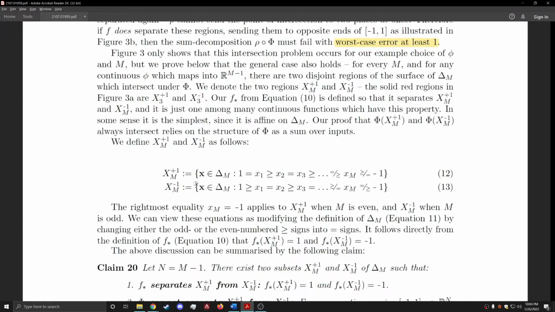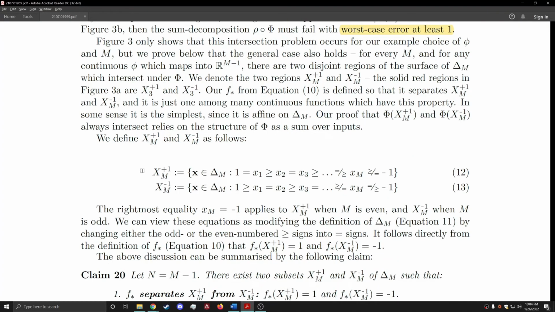So what we're going to be doing is something very strange. We're going to be taking that m simplex that we just had, and what we're going to do is make these two really weird sets.